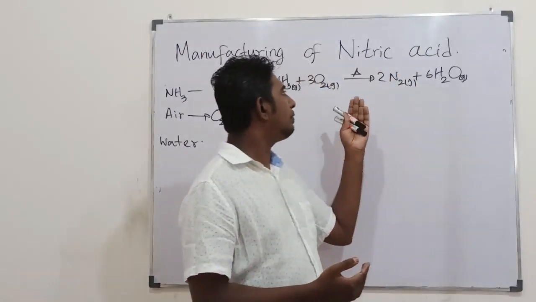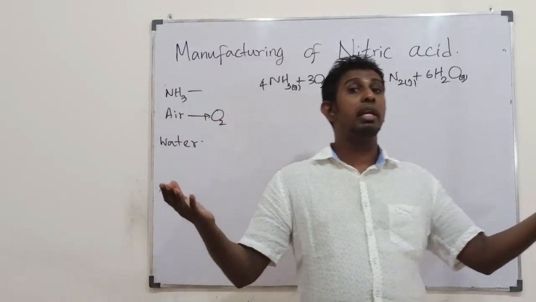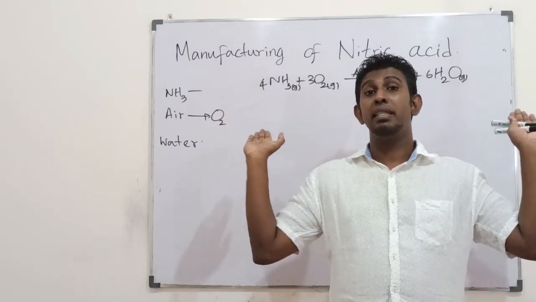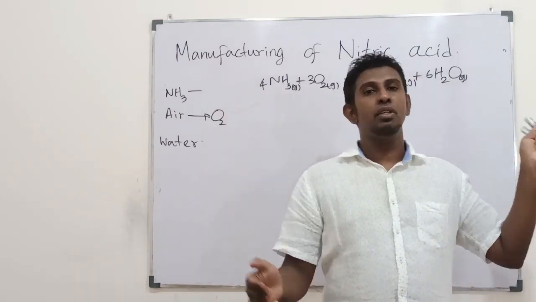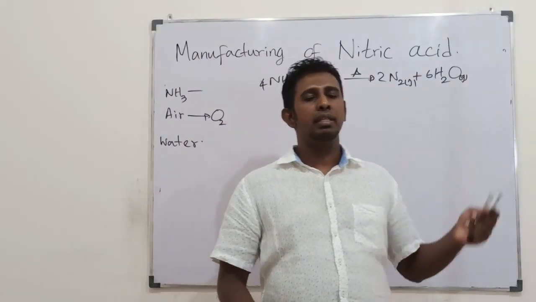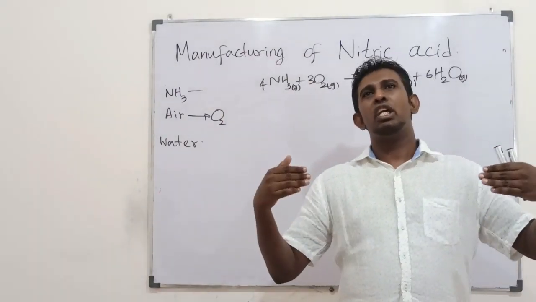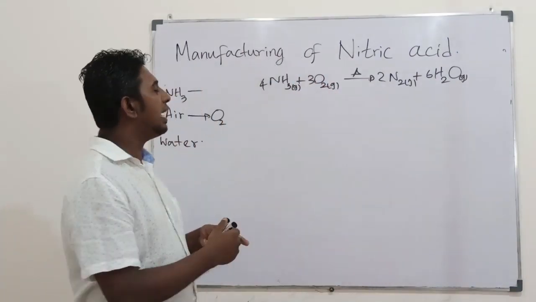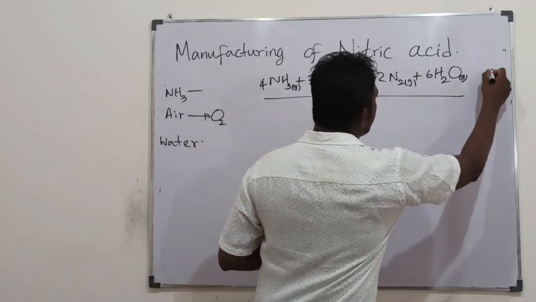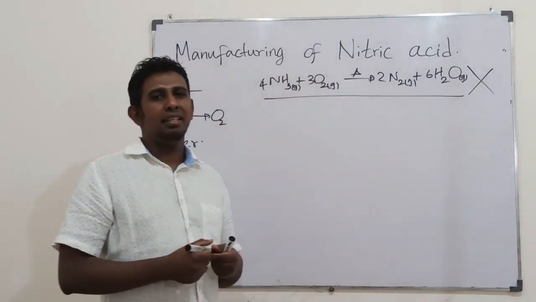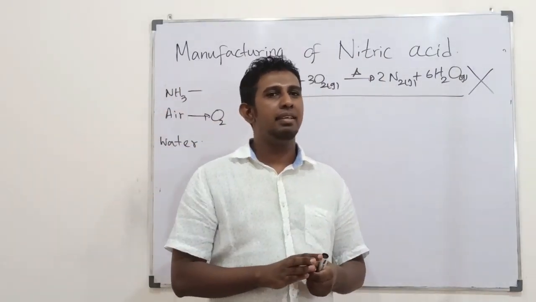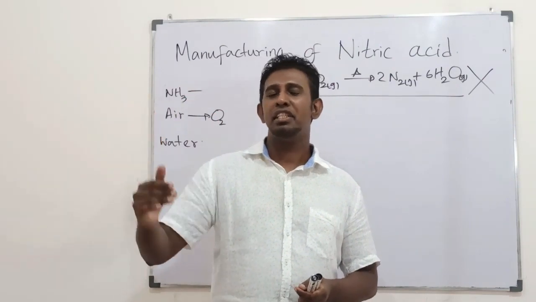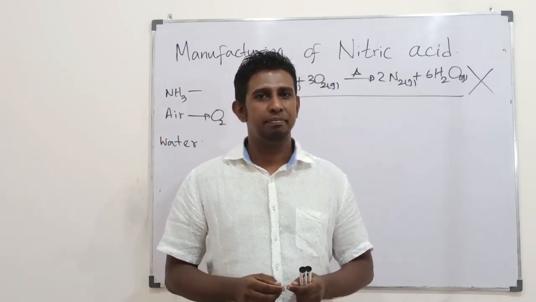We could find enough N2 and H2O all around. We don't need such a specific industrial method to manufacture nitrogen and water. Therefore, these are not economically favorable products from this reaction. Anyway, this is not the reaction that we proceed with in the very first step of this nitric acid manufacturing Ostwald process.